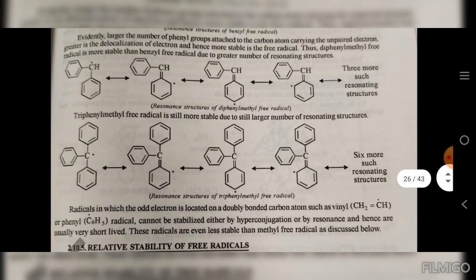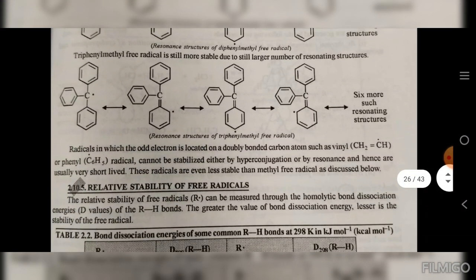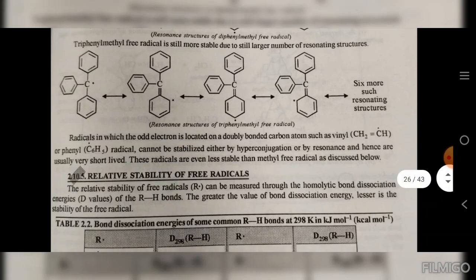Evidently, the larger the number of phenyl groups attached to the carbon atom carrying the unpaired electron, the greater is the delocalization of the electron and hence the more stable is the free radical. Thus, diphenyl methyl free radical is more stable than benzyl free radical due to the greater number of resonating structures. 3 more such resonating structures. Resonance structures of diphenyl methyl free radical. Triphenyl methyl free radical is still more stable due to a still larger number of resonating structures. 6 more such resonating structures. Resonance structures of triphenyl methyl free radical.